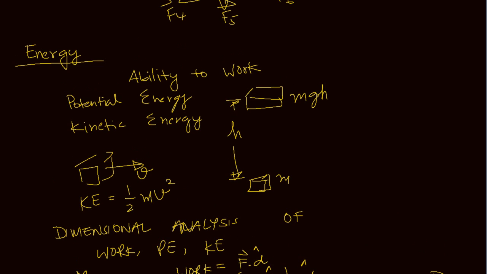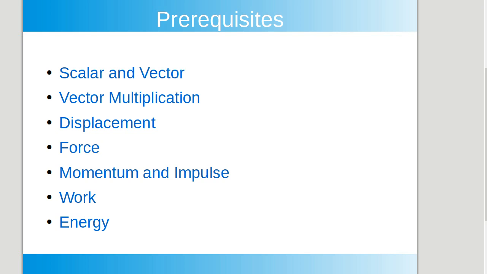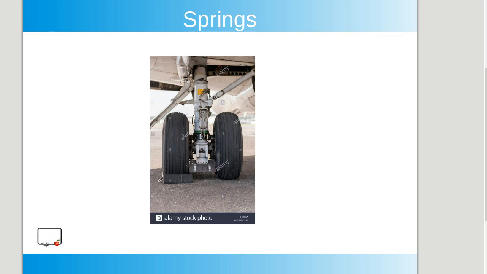Alright, so we have covered these prerequisites: scalar and vector, vector multiplication, displacement, force, momentum and impulse, work and energy. These are very important topics. These are the building blocks. And now we are ready to move into part 3, which is the main topic of this video.